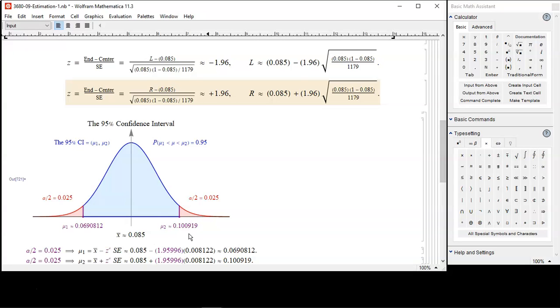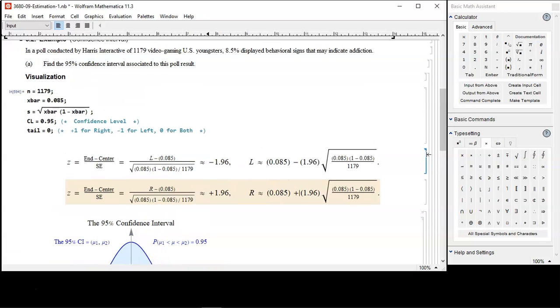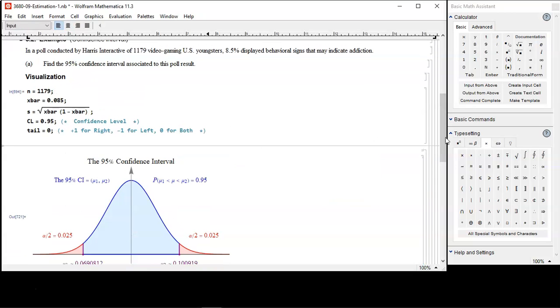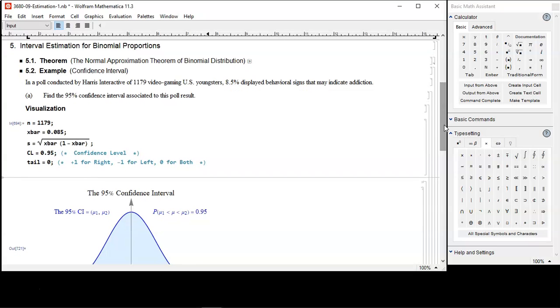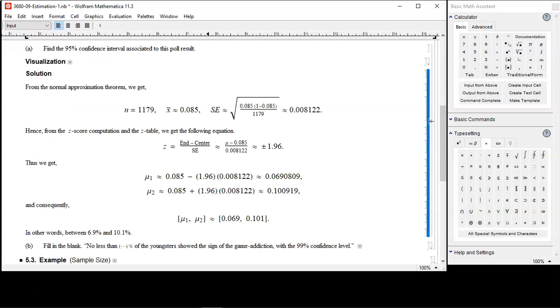That number is 0.1009 something, about 10.1%, or something like that. So that's going to be your 95% confidence interval. There is a 95% chance that the real proportion falls in that interval. Here's a computation. You can use brackets like this, or parentheses, or any kind of expression.